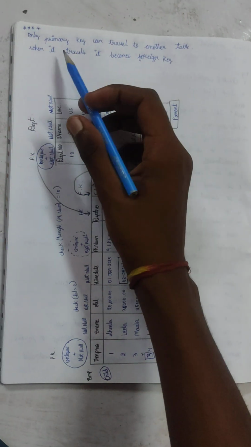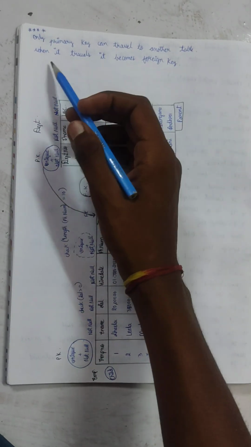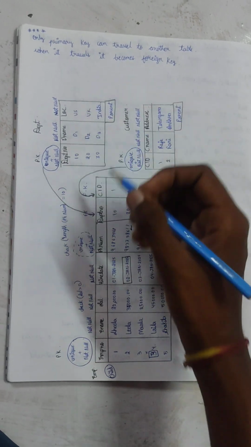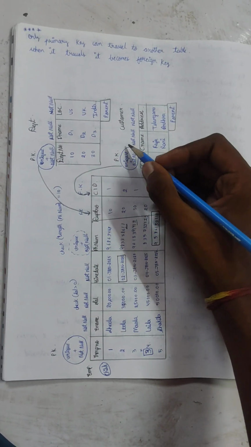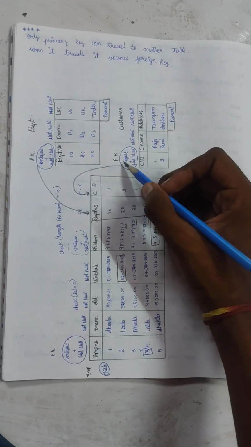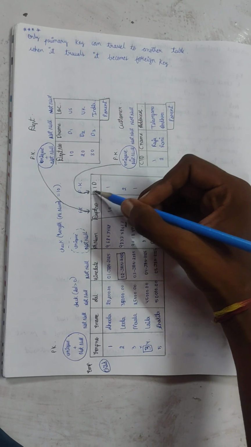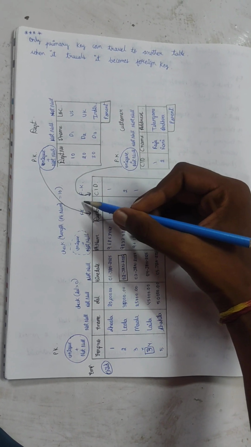Only a primary key can travel to another table. When it travels, it becomes a foreign key. As I said, only the primary key travels to another table, and it becomes a foreign key.